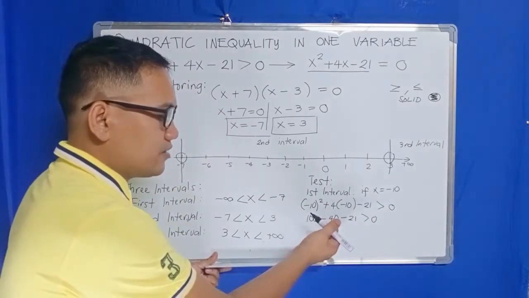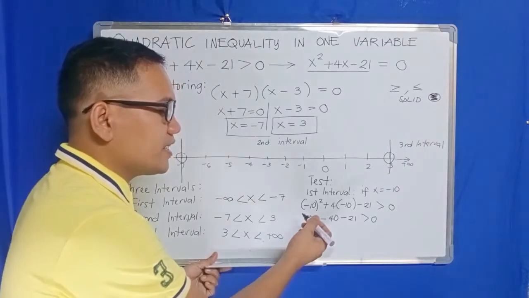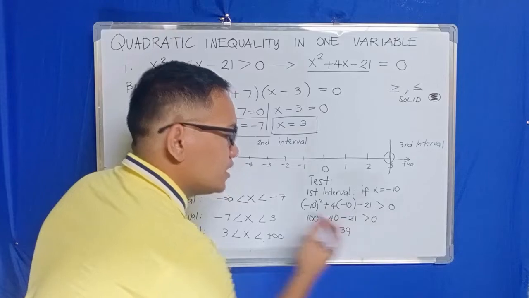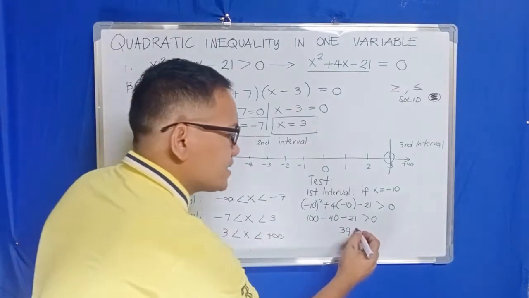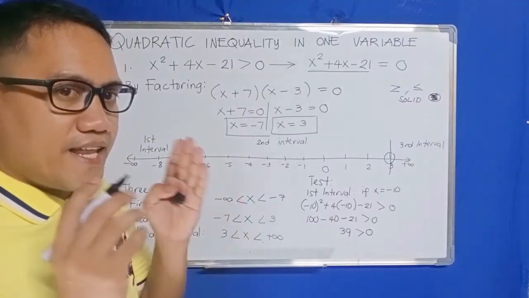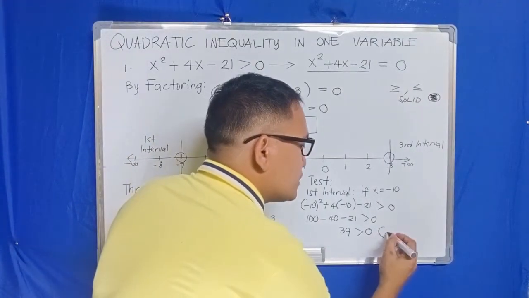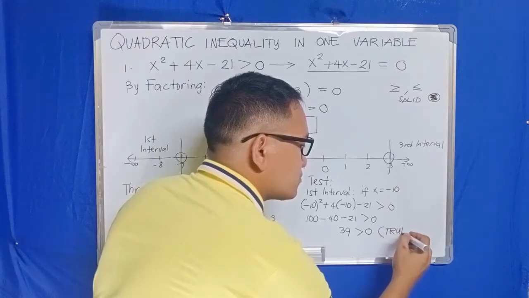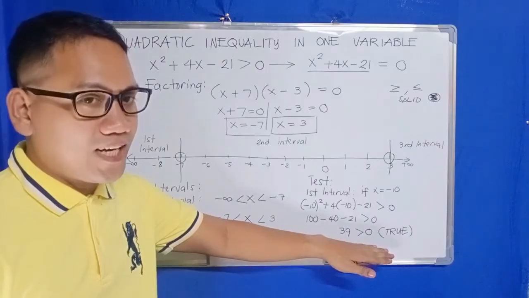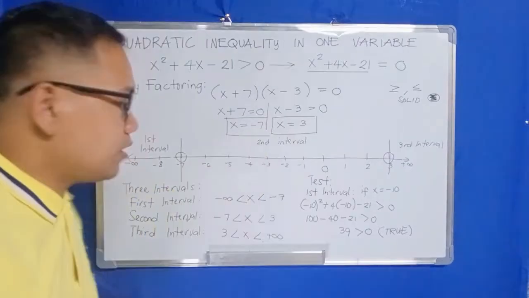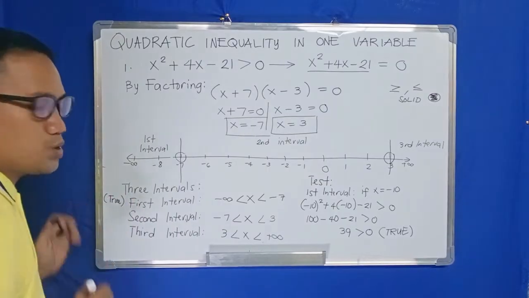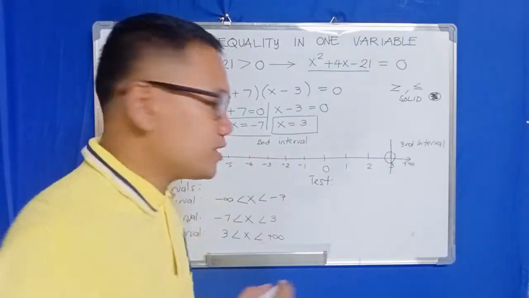Combining 100, negative 40, and negative 21, we have 100 minus 61, which leads us to 39. 39 is greater than 0. Of course, 39 is greater than 0, and it says that the idea is considered to be true. So here, our first interval satisfies our quadratic inequality. So allow me to label our first interval as a true solution.